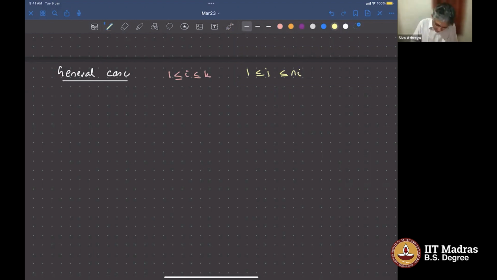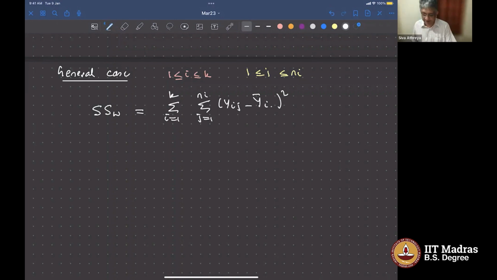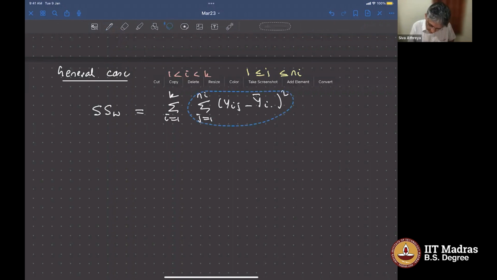So here, let's do a simple case. I'll think of the sum of squares within as the sum from i equal to 1 to k, right? That's what we had. And then for each of them, we had a summation j equal to 1 to ni of Yij minus Y bar i dot, whole square, is what we had, right? Very nice. So let me mark this in yellow, so it's the within one.